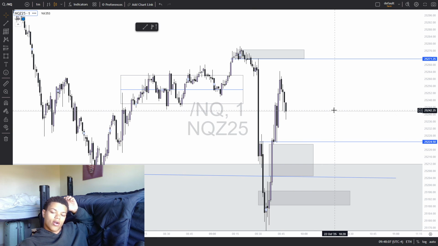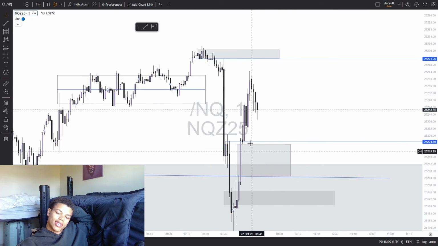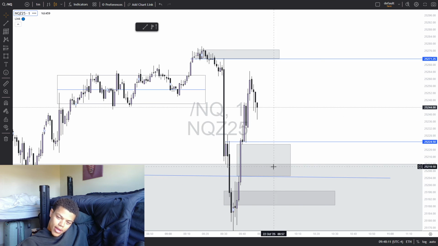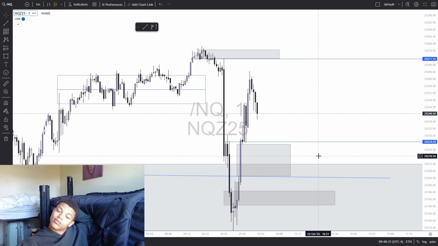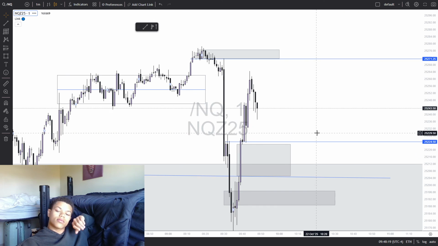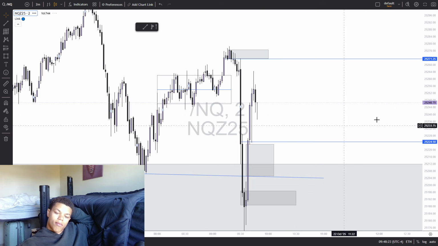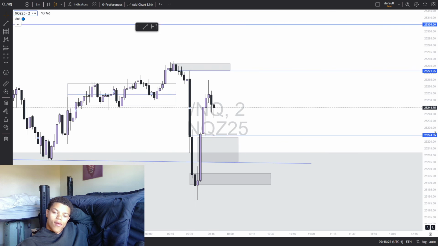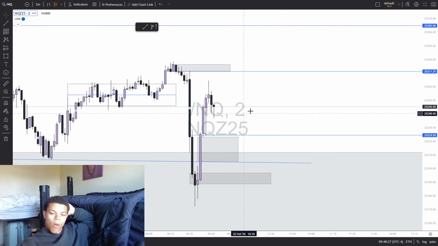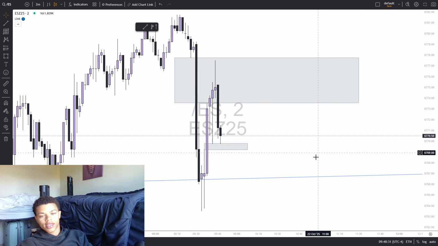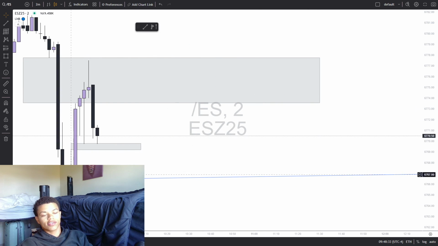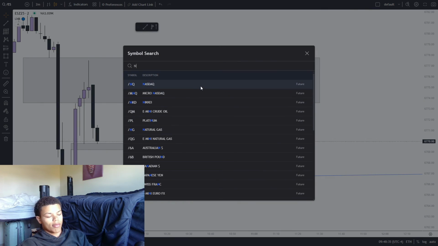Kind of taking lower. Definitely do want to see us come back to this gap here. If we can mitigate that, that would be nice. It's more like a 2 minute gap. And the thing is that it's relative here with the ES. I want to see ES inverse this, and then NQ just rebalance off this.